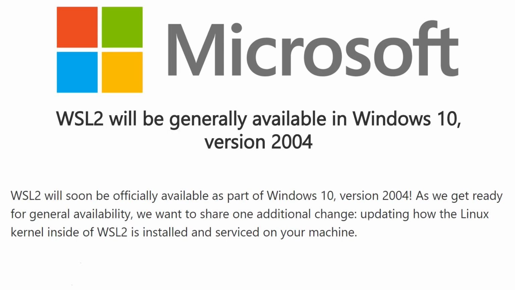Microsoft have announced that the Windows Subsystem for Linux 2, WSL 2, will be generally available with Windows 10 version 2004, which will be hitting our machines anytime soon. So I've downloaded it already and I've taken WSL 2 for a spin and I want to talk to you about that today. So if you want to find out more, please let me explain.